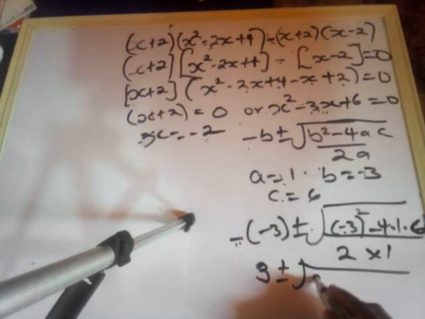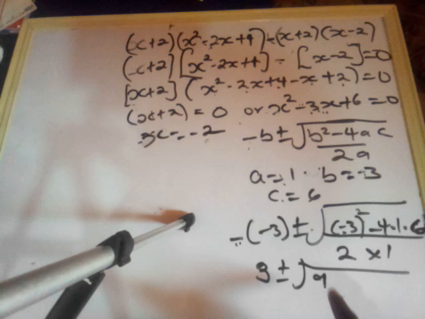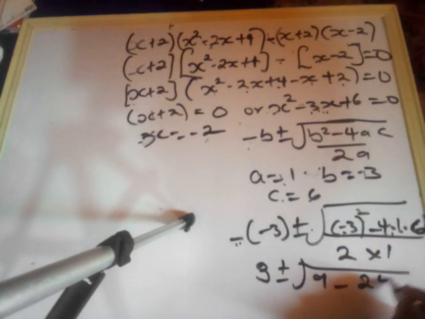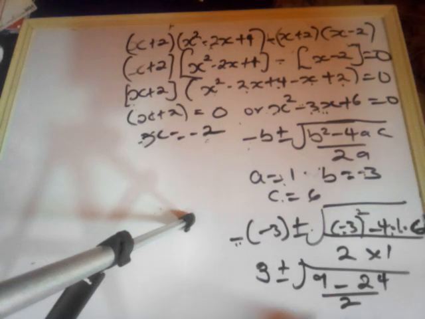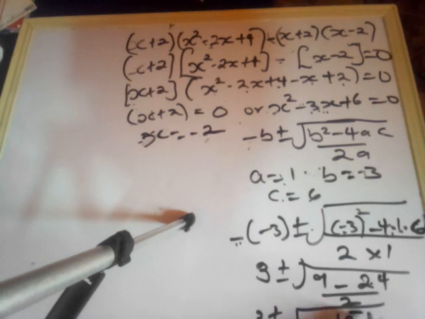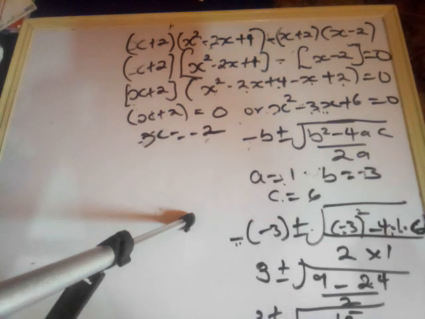So we have 9, because minus 3 times minus 3 will give us positive 9, minus 4 times 1 times 6, which is 24, over 2. So we have 3 plus or minus the square root of this, which will give us negative, which is minus 15, over 2. Right? Minus 15 over 2.